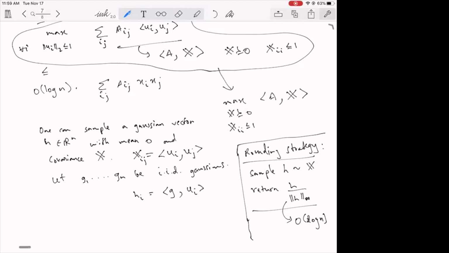And it can be easily checked by looking at the expectation of Hi Hj. This is equal to the expectation of summation Gi Ui, Gj Ui jth entry times summation Gj.